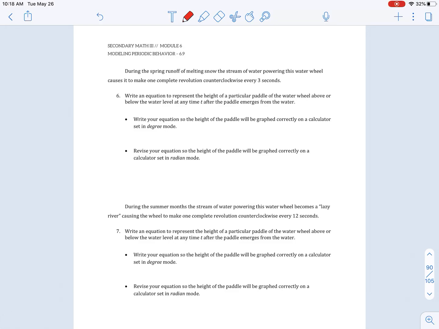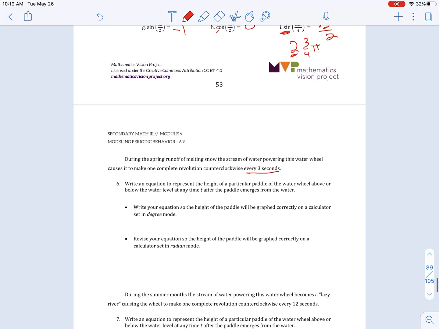Okay, during the spring runoff of melting snow, the stream of water powering the water wheel causes it to make one complete revolution clockwise every 3 seconds. Okay, write an equation to represent the height of a particular paddle of the water wheel above or below the water level at any time t after the paddle emerges from the water. Write your equation so the height of the paddle will be graphed correctly on a calculator in degree mode. Okay, so every 3 seconds is the key to this problem.